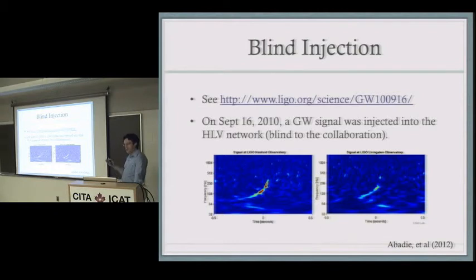The goal was to test our pipelines end to end. Can we detect the signal? Can we estimate its parameters properly? Can we all sit down in the same room and write a paper about it? And the answer to all those questions was more or less yes.